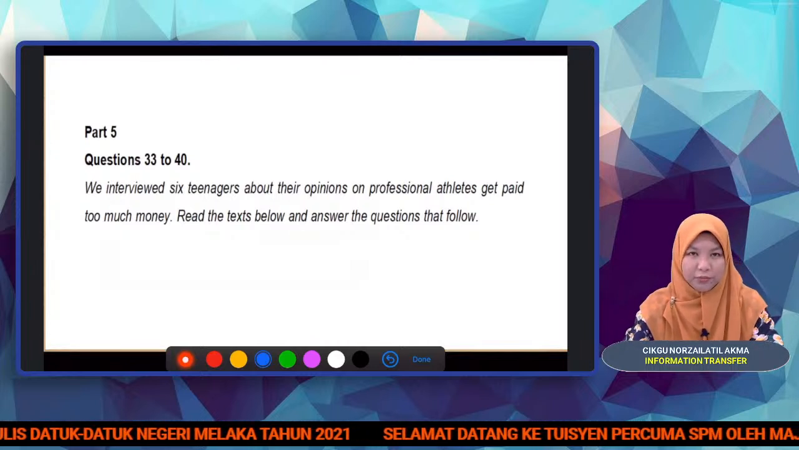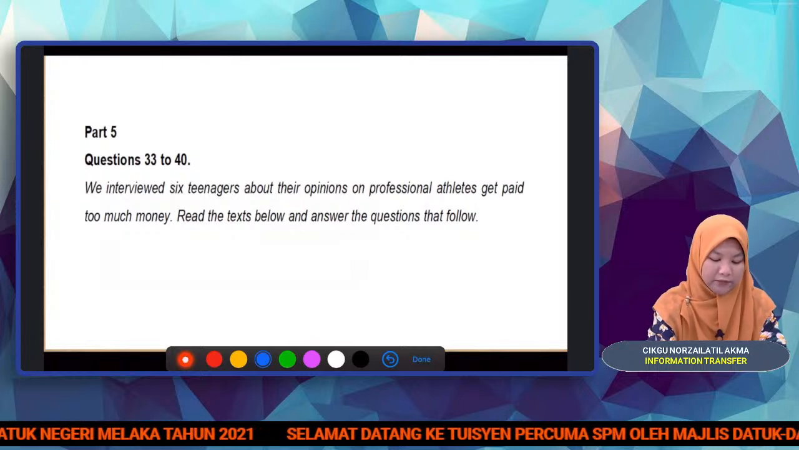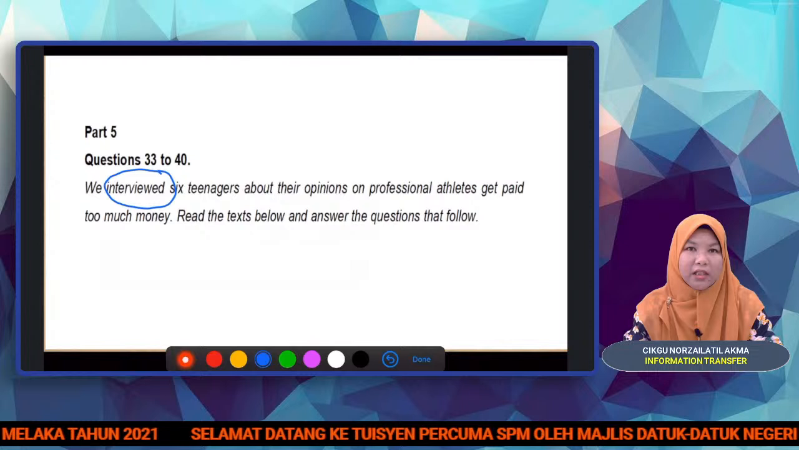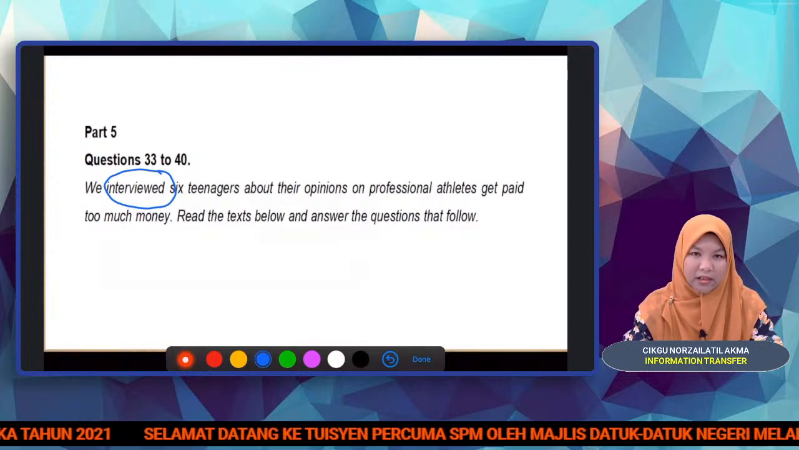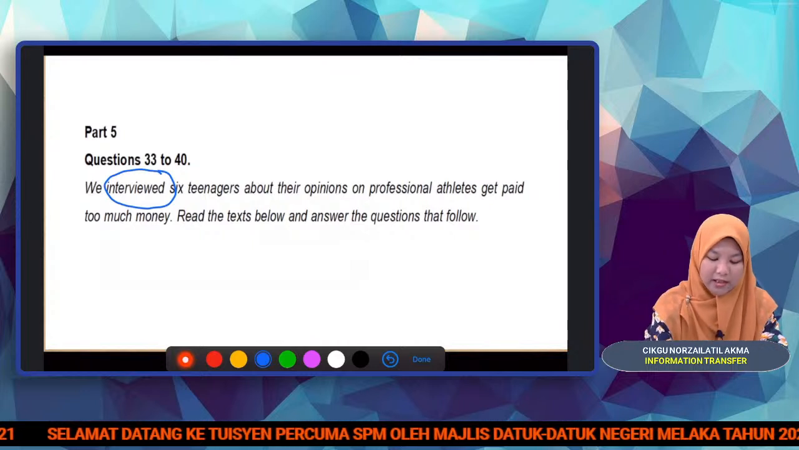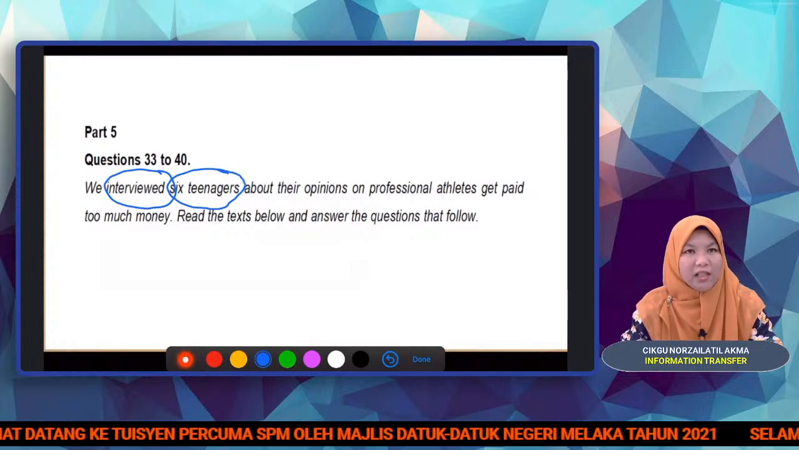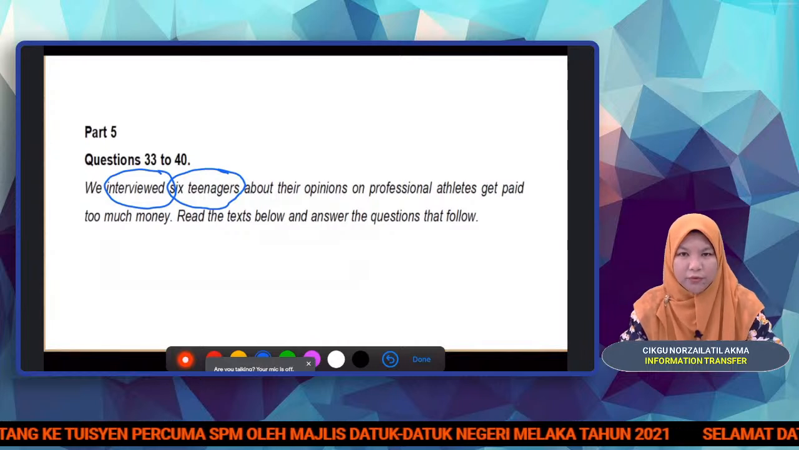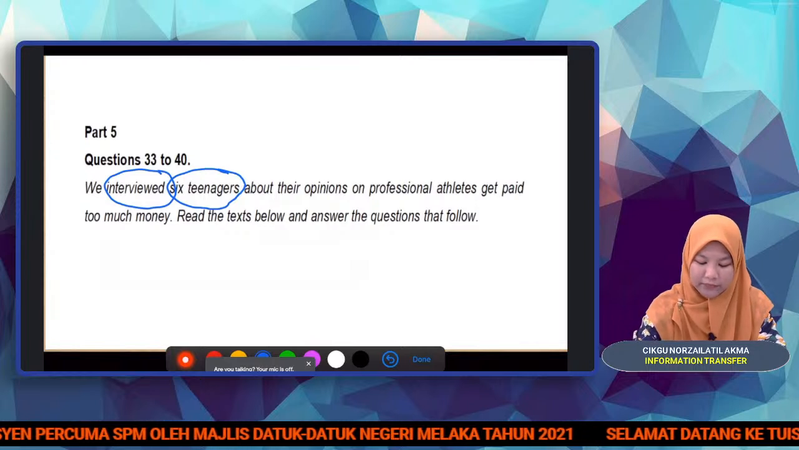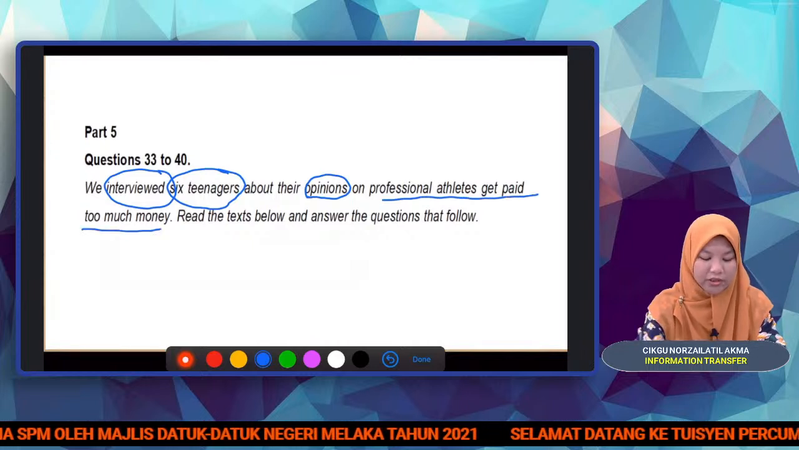Here the rubric actually gives you some keywords. The first keyword is interviewed. So you have an idea that this will be an interview. But who are being interviewed? The answer is here: six teenagers. Why are the six teenagers being interviewed? For what topic, for what issue? The issue is to give their opinion on professional athletes getting paid too much money.